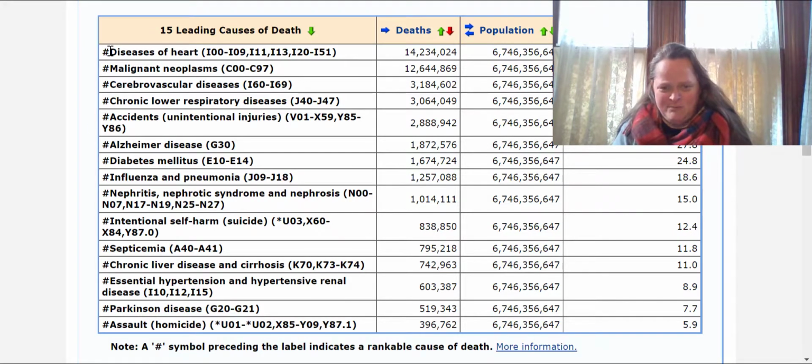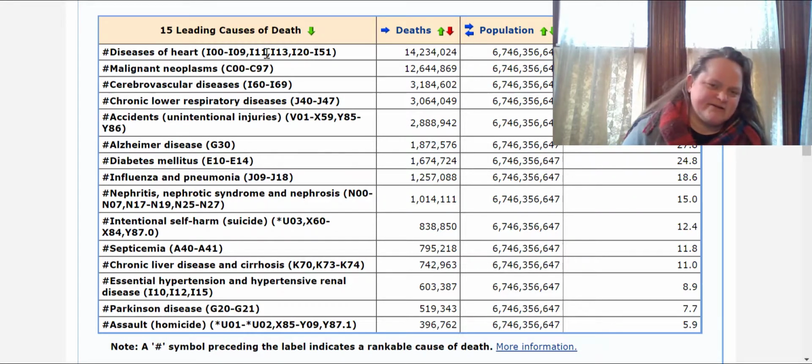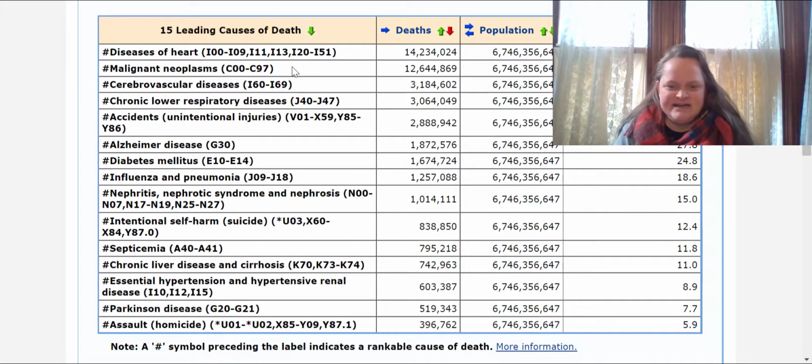Okay, so the top billing goes to diseases of the heart, so heart disease, and you'll see these, a letter and then 2 digits. This is the ICD-10 codes. Let me try to remember what ICD, it's something classification of diseases, maybe international classification of diseases, doesn't matter. So the ICD-10 codes are what we use for identifying the different causes of death, and then they're grouped together in various categories. There is something called the 113 list of deaths.